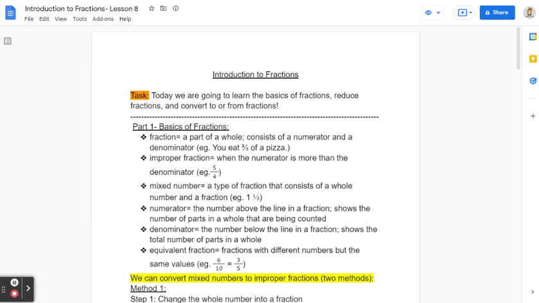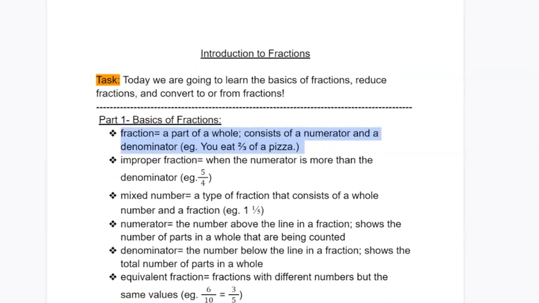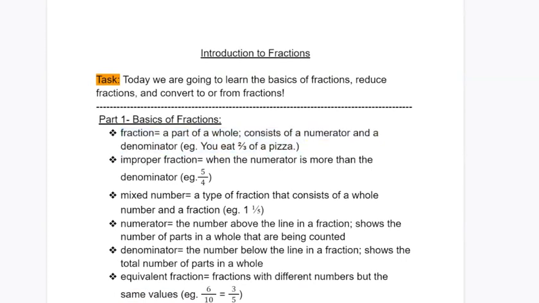Part 1 is the basics of fractions. So just a couple of definitions. A fraction is a part of a whole. It consists of a numerator and a denominator. An example could be you eat 2/3 of a pizza. So in this case, the 2 is the numerator and the 3 is the denominator. And we're going to talk about what the numerator and the denominator are in just a bit.